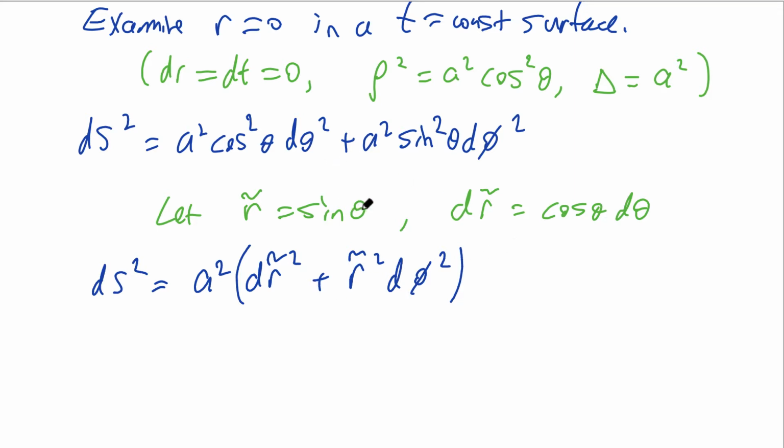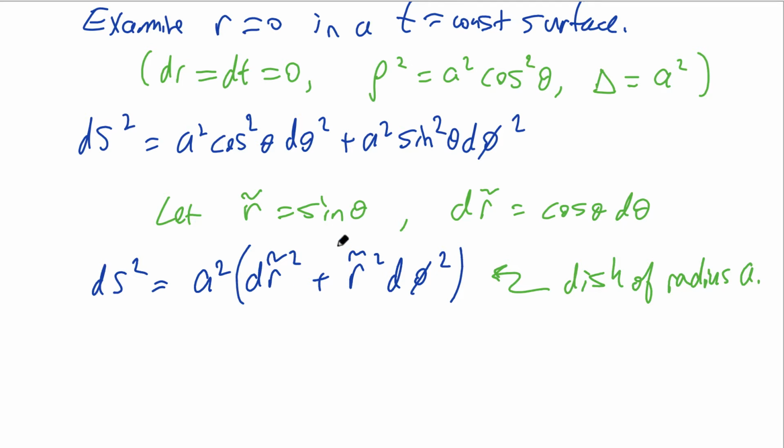And you'll notice that as theta ranges from 0 to pi, r tilde ranges from 0 up to 1 and then back down to 0 again. So the maximum value of r tilde is 1. So that means this is a disk of radius a. And in fact, these coordinates cover the disk twice, once as theta ranges from 0 up to pi over 2, and then again as theta ranges from pi over 2 to pi.